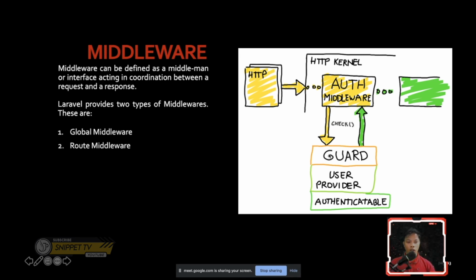And then, pupunta sa guard. And then, user provider. Actually, meron to sa Laravel, itong mga to. And then, kung authenticable ba siya, pwede ba siyang makapasok sa system natin. And then, yun, kung siya ay authenticated, didiretso siya. Kung hindi, babalik siya dun sa view. Babalik siya dun sa login form. Okay, so, napakadali. At, kumbaga, parang hindi naman siya sobrang hirap intindihin.